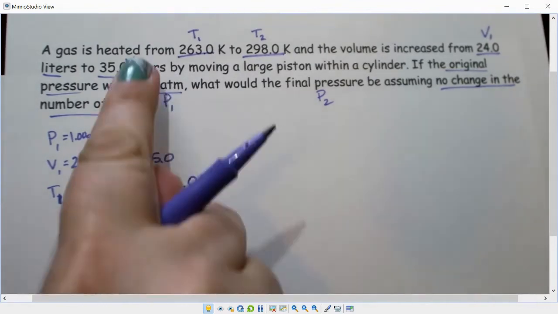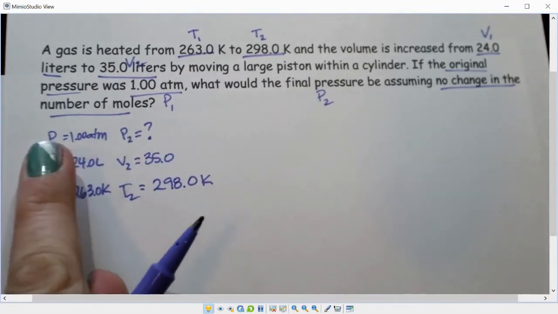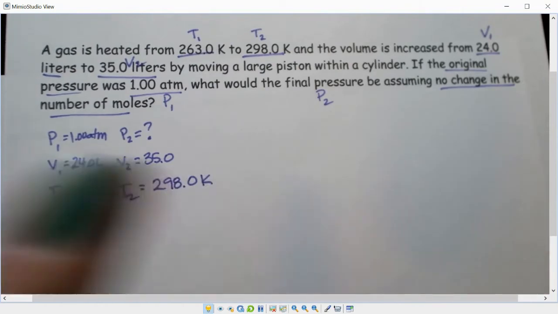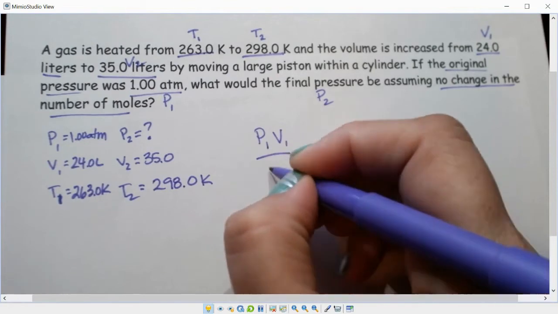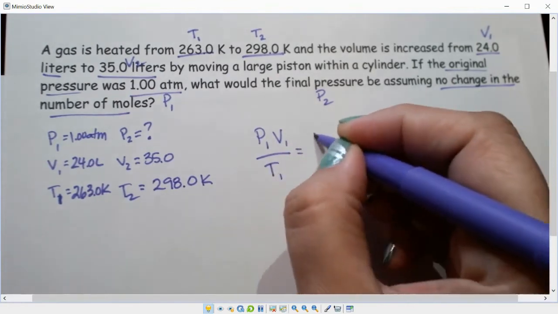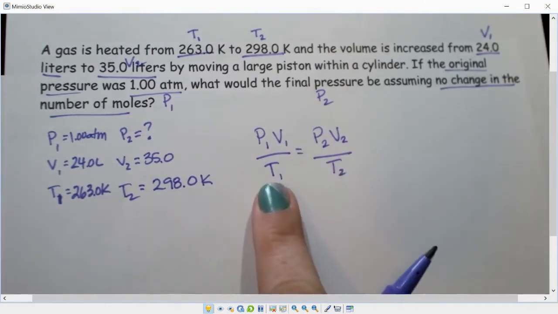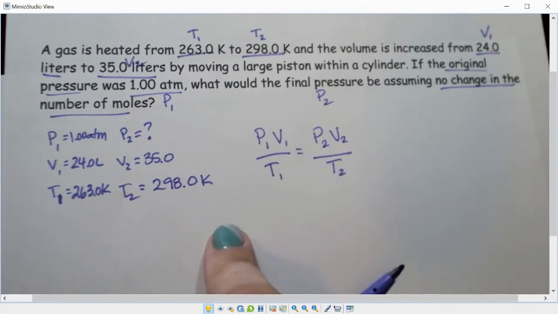And so what I notice is that in this particular example, we see a change in everything, every component with the exception of moles. So what that tells me is that I am using the combined gas law. So P1V1 over T1 equals P2V2 over T2. And I leave the moles out because this says there's no change in the number of moles, which means I don't need to include them in my calculation.